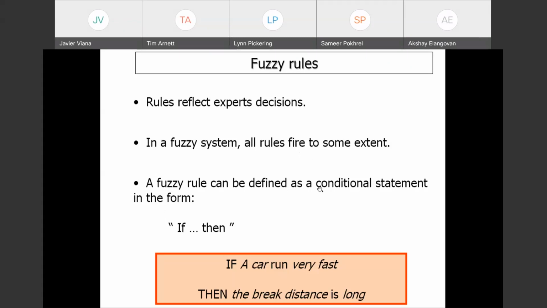Again, a fuzzy rule can be defined as a conditional statement in the form if-then. So if a car runs very fast, then the brake distance is long, even though brake is misspelled. And these if-then statements are similar to the classical rules, but these mean something very specific with respect to the fuzzy set operations that occur.